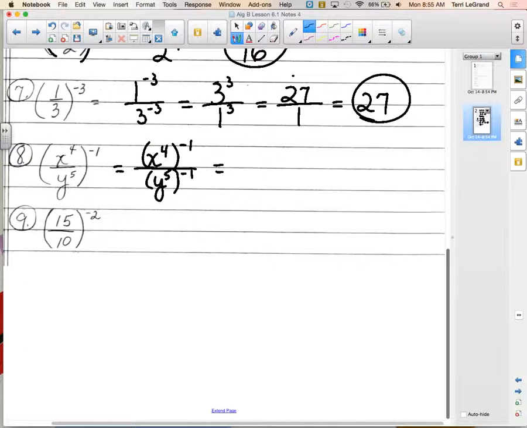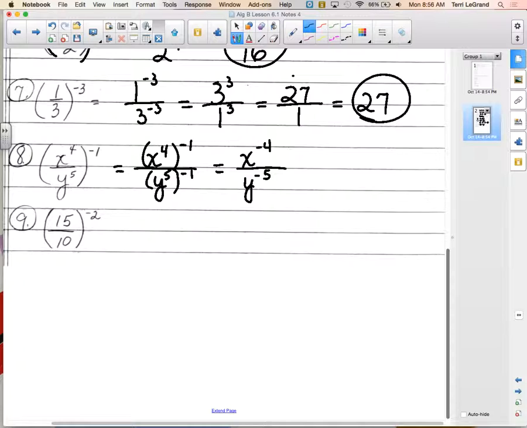Now we're going to simplify the numerator and the denominator, applying the power to a power rule. The power to a power rule says we need to multiply the exponents. So it's going to become x to the 4 times negative 1 power. So it's going to become x to the negative 4 power. And downstairs, we have our y to the 5th, a power, being raised to the negative 1 power. So same shortcut, multiply the exponents. 5 times negative 1 is negative 5.